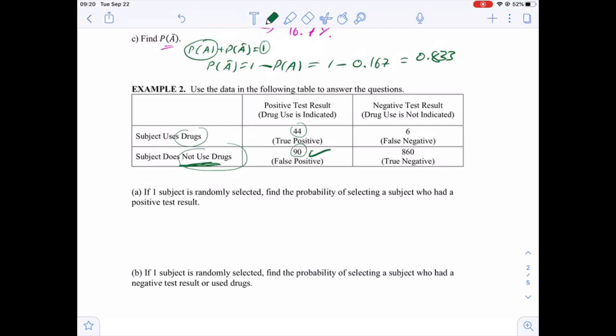For example, for this one, we test those people here, those who don't use drugs, but 90 of them give positive, while they are assumed not to use drugs, and so on. Now here, false negative, so it's negative. Drug use is not indicated. So when we test them, we got a negative result when we test those people while they are drug users.